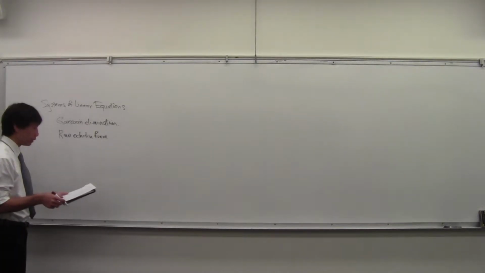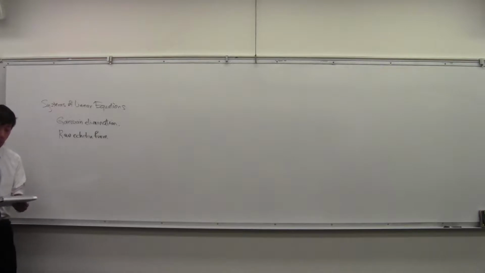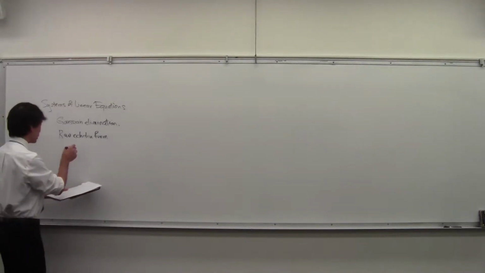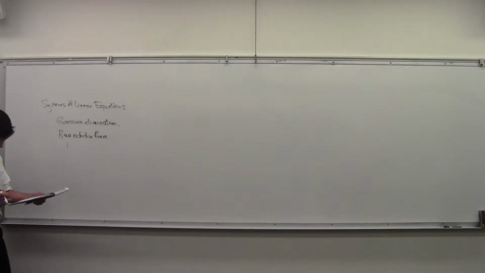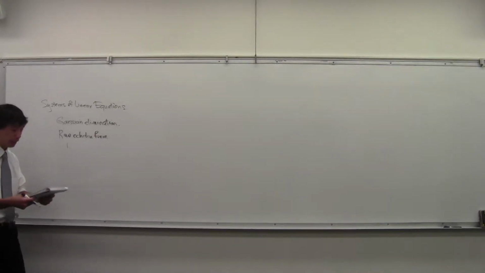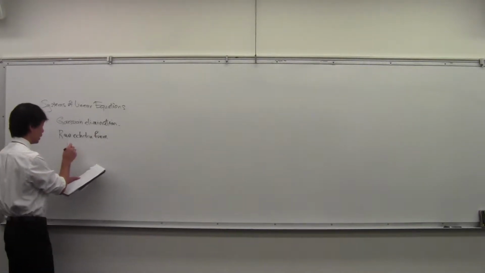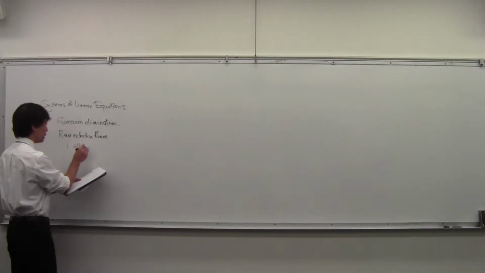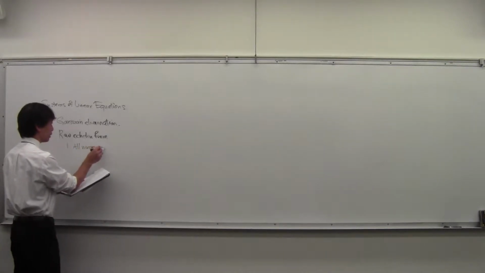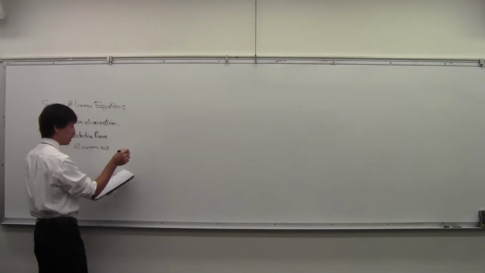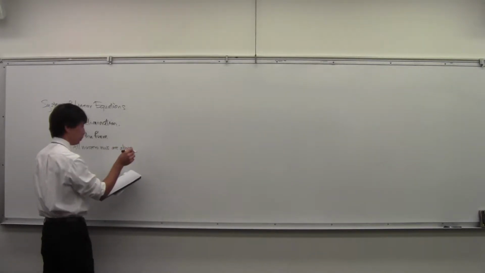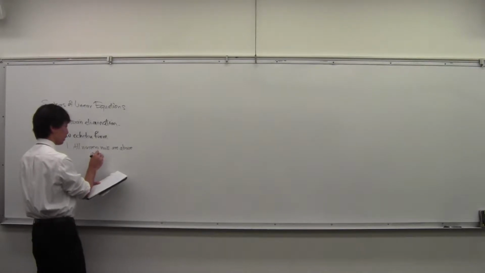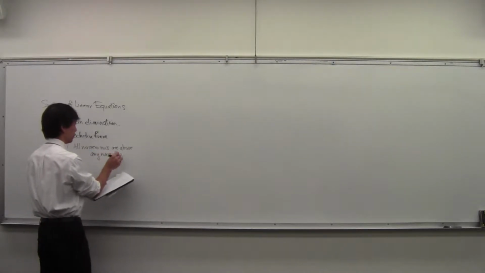I never told you what row echelon form was exactly. There is a long description of it. Let me write it out quickly. One, all non-zero rows are above any rows of all zeros.